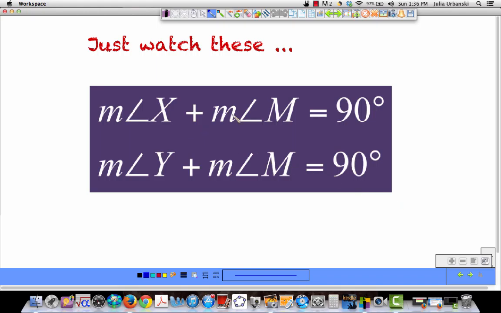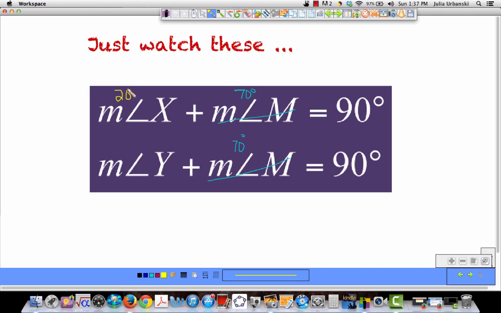Okay, if x and m add up to 90 and y and m add up to 90, that means they're complementary. So suppose that angle m is 70 degrees. Well, this angle m, the exact same angle, would have to be 70 degrees also. It's the same angle. Now, what does that mean for the leftover angles? If this is 70 and together they make 90, then angle x would have to be 20 degrees.